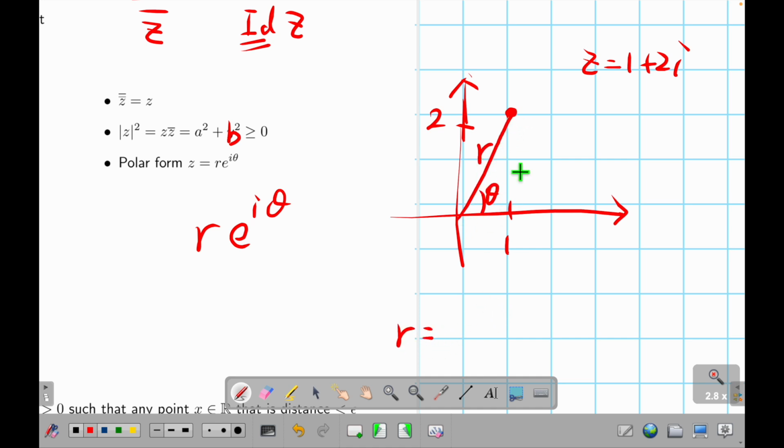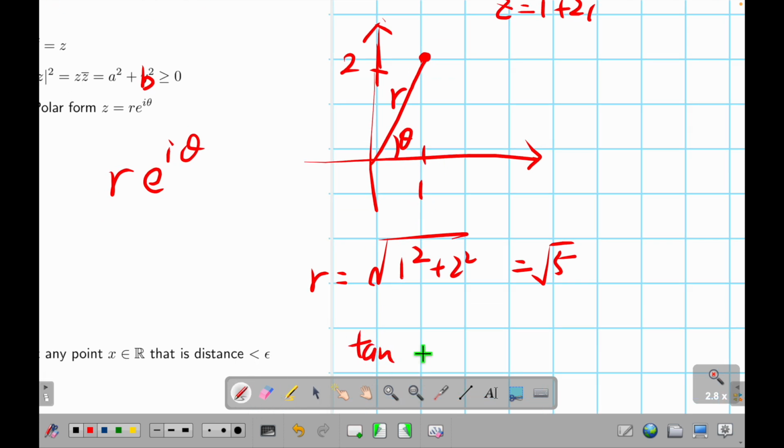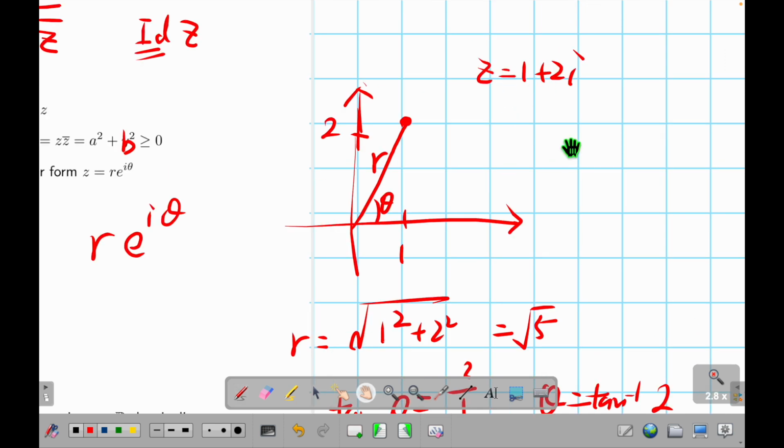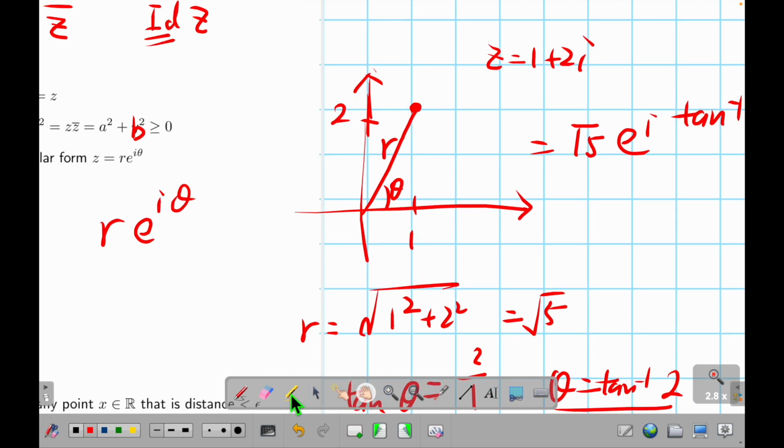So my r will be, by Pythagoras theorem, the square root of 1 squared plus 2 squared, which is square root 5. Okay, and this theta will be what? Y divided by x is tangent theta. So tangent theta is 2 divided by 1. So theta is arctangent 2. This 1 plus 2i is the same as square root 5 times e to the i arctangent 2. Okay, they are the same thing. One is using rectangular coordinates, another one is using circular coordinates.